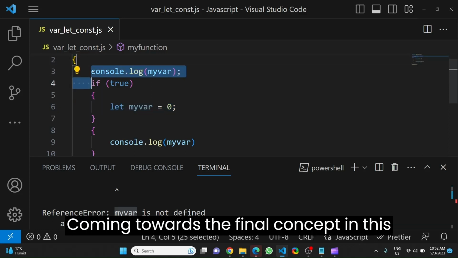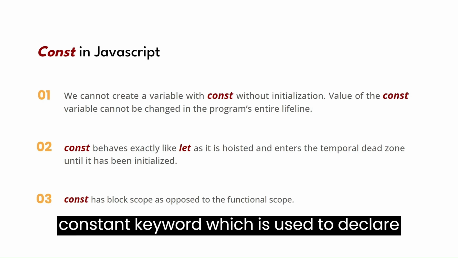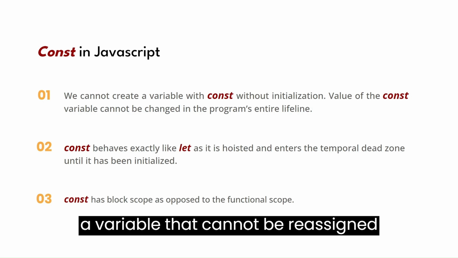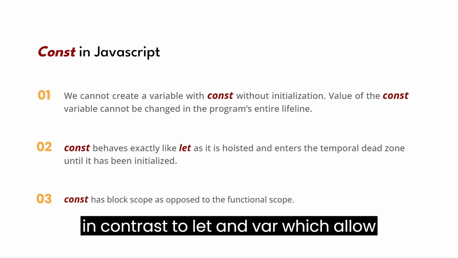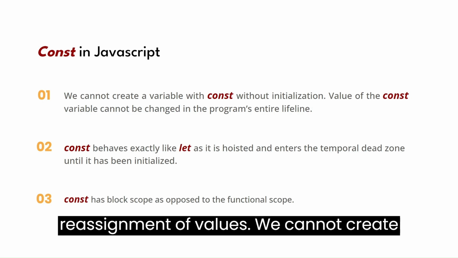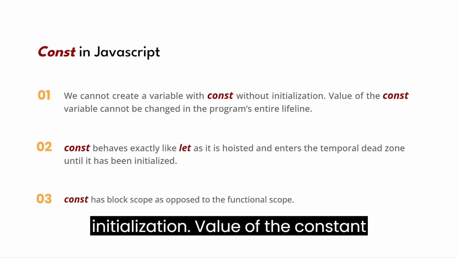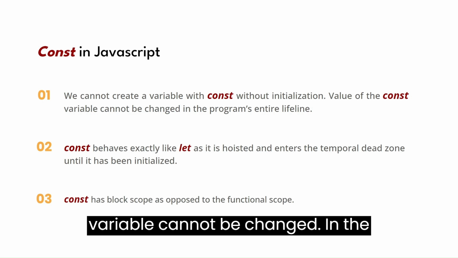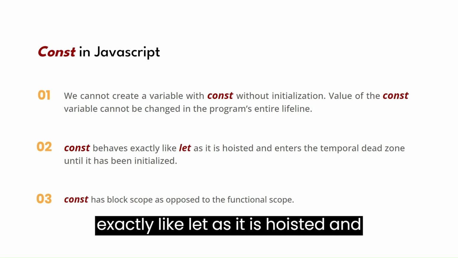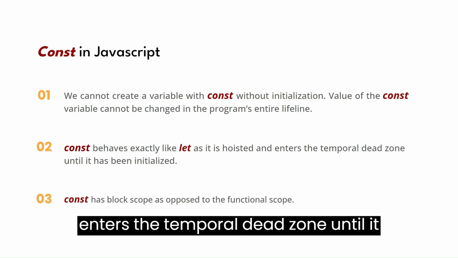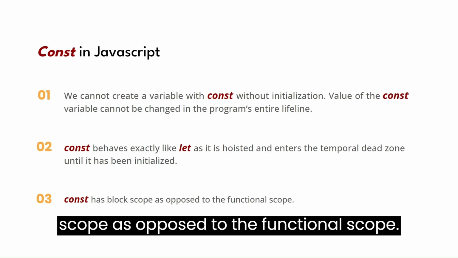Coming towards the final concept in this video, let's briefly talk about the const keyword, which is used to declare a variable that cannot be reassigned after its initial value is set. This is in contrast to let and var, which allow reassignment of values. We cannot create a variable with const without initialization. Value of the const variable cannot be changed in the program's entire lifeline. Const behaves exactly like let as it is hoisted and enters the temporal dead zone until it has been initialized. Const has block scope as opposed to the functional scope.